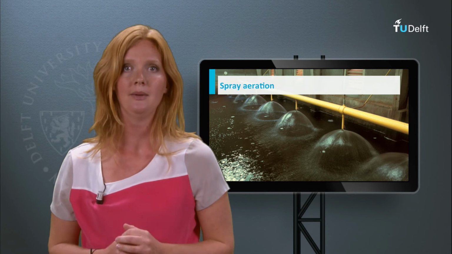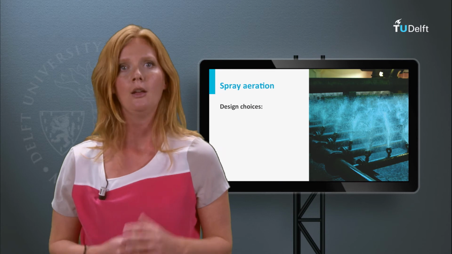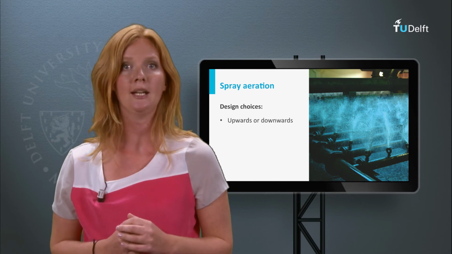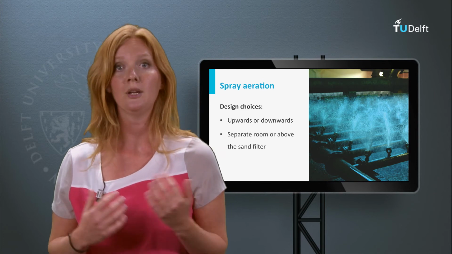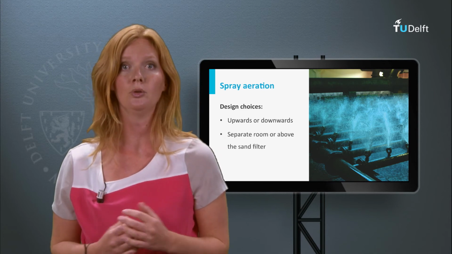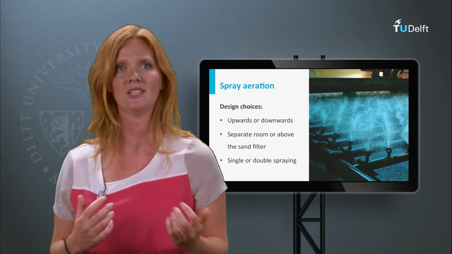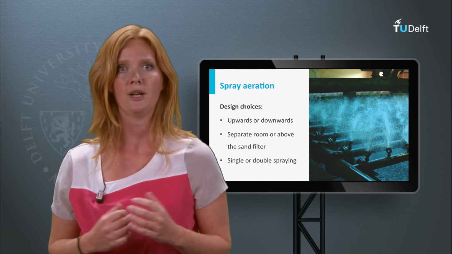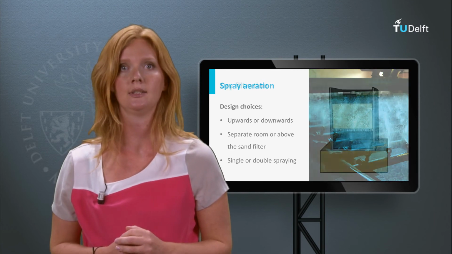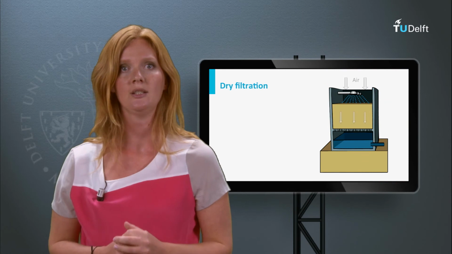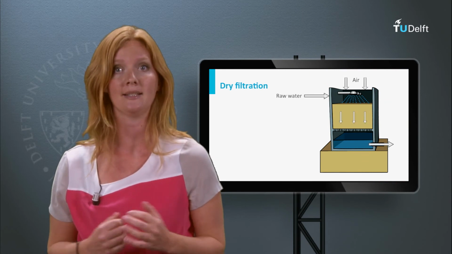Over the course of time, a great number of sprayers and spray methods have been developed. For the treatment of groundwater, spraying can be applied either upwards or downwards. Also, the spraying can be done in a separate room or directly above the scent filter. When intensive gas transfer is needed, double spraying is employed, for example with the spraying room above a scent filter. In the case of dry filtration, spraying is always used to distribute the water evenly over the filter bed.